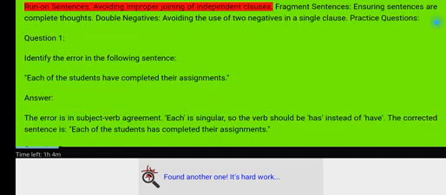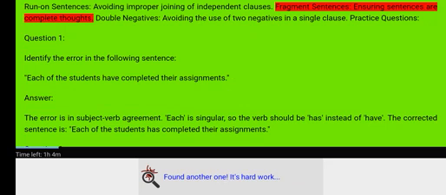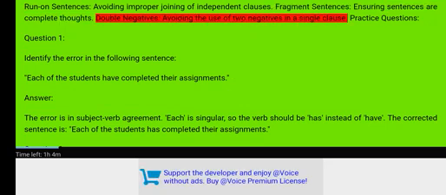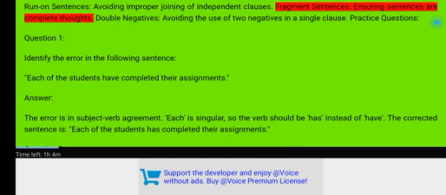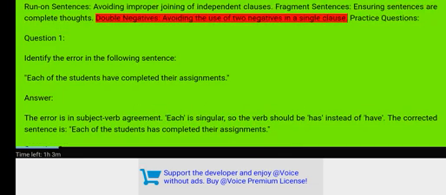Common grammatical errors. Run-on sentences, avoiding improper joining of independent clauses. Fragment sentences, ensuring sentences are complete thoughts. Double negatives, avoiding the use of 2 negatives in a single clause.